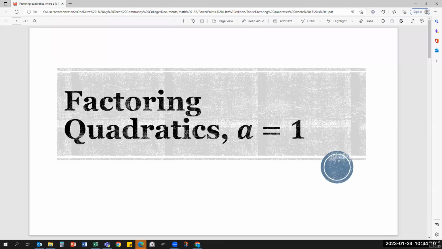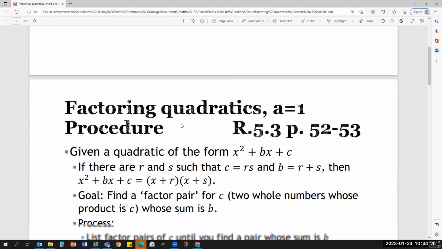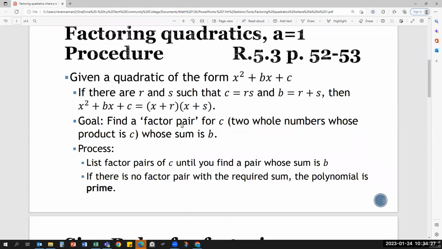Let's talk about factoring quadratics where a is 1. So a quadratic is ax squared plus bx plus c, but we're looking at the type of quadratics where a is 1. So it's just x squared plus bx plus c. So these are the typically easier kind of factoring. Having the a be something other than 1 complicates things. So here we just have to worry about the b and c.